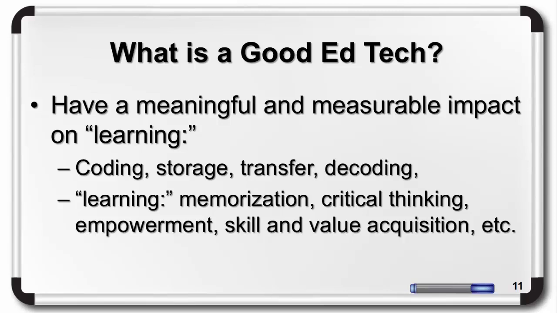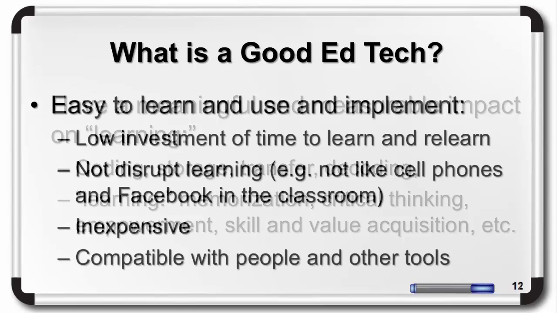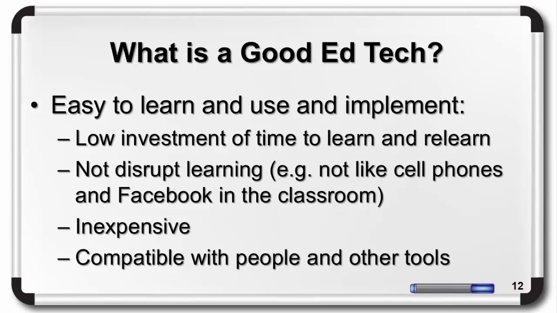For example, it might impact the efficiency and effectiveness of coding, storage, transfer, or decoding of information. Or it may impact learning in other ways, like improving memorization, critical thinking, learner empowerment, skill and value acquisition, and so on. A good educational technology must also be easy to use and implement.